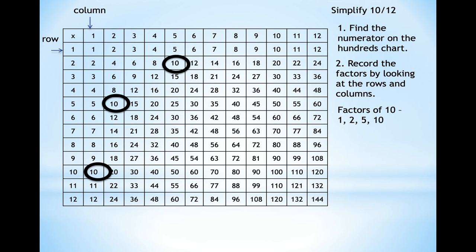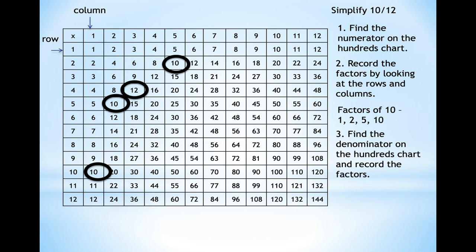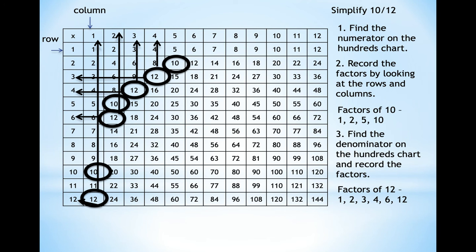Now I need to do the same for the denominator, which is 12. So I find it on my hundreds chart, and I look at the rows and columns, and I record all of the factors of 12, which are 1, 2, 3, 4, 6, and 12. Now, I should have said this before. Factors are numbers that divide a number equally.